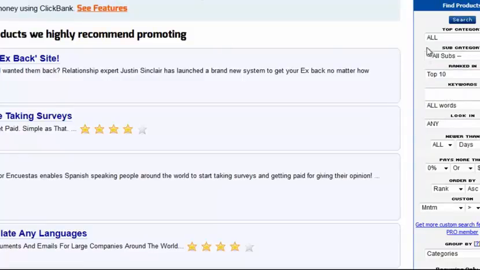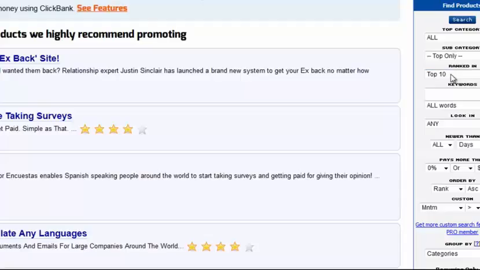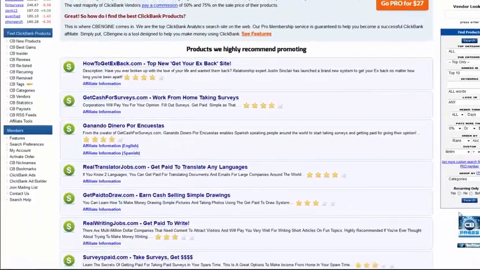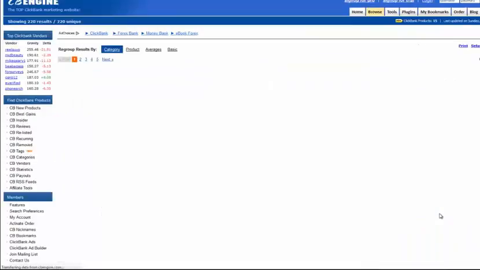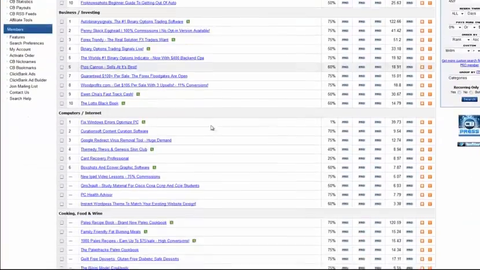What we're going to do is set categories to all. We're going to press top only, and that's going to cut out a lot of the subcategories. We're going to press top 10 as the ranking, and finally down here we're going to set group by categories. So set those three things and then go ahead and press search. And this is basically going to give us a fantastic little overview of all of the categories on ClickBank and all of the courses that are available.